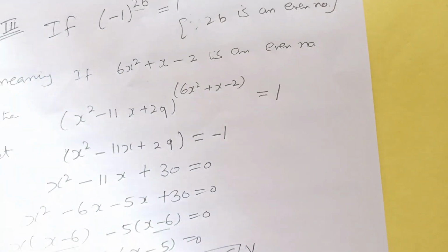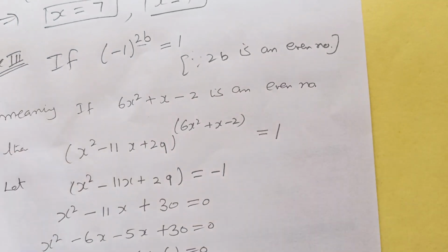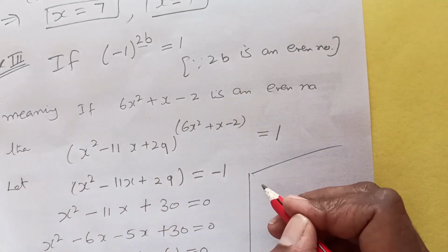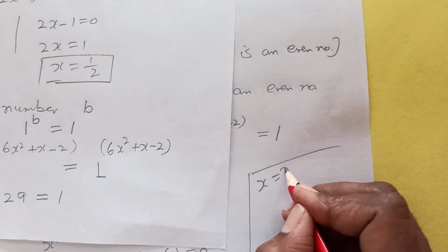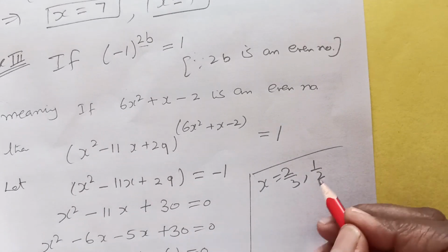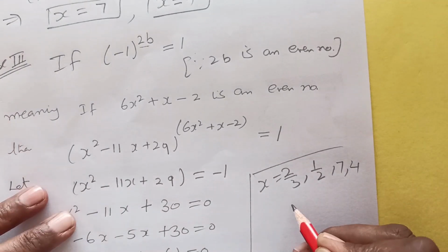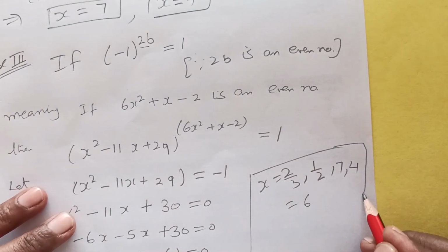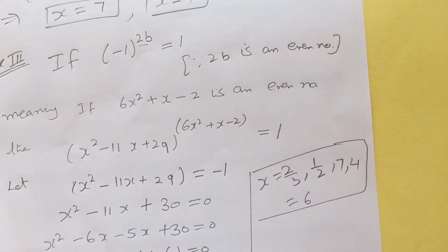So what will be our final answer? So values of x, we are going to combine all the values of x. So the solutions that we got here, 2 over 3, 1 over 2, then we had 7, 4 and 6. So all these are the solutions of x.